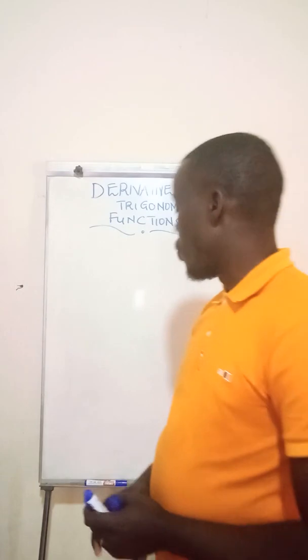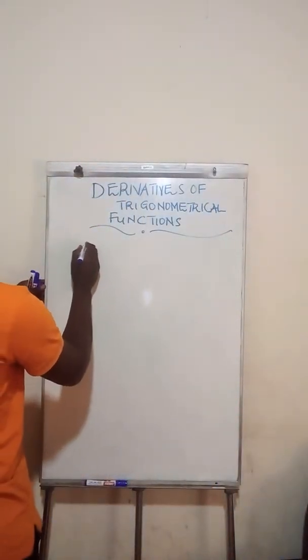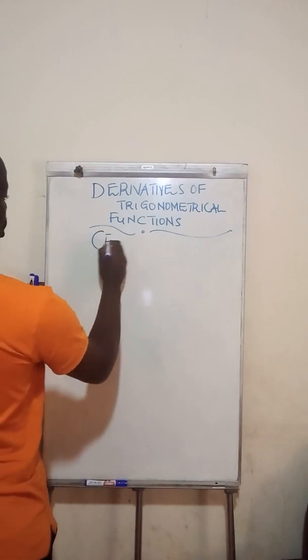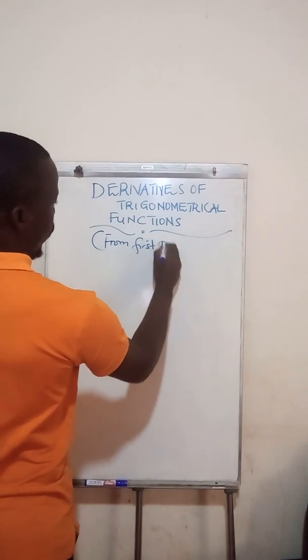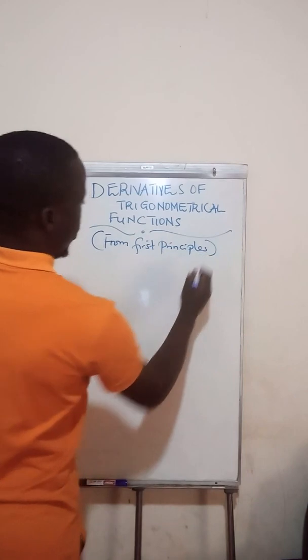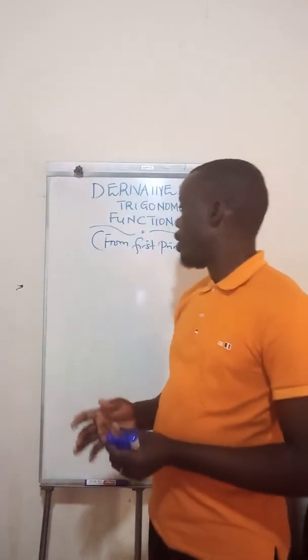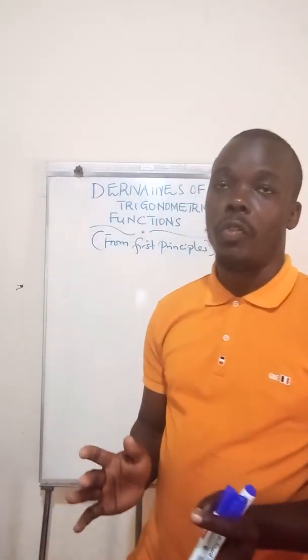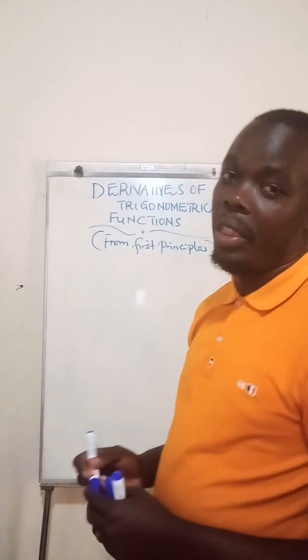Okay, so without wasting time, we are going to begin the differentiation from first principles. So we shall do all this from first principles. Now, first principles will help us to get the origin of how the derivatives of all the trigonometrical functions we're going to be considering come about.